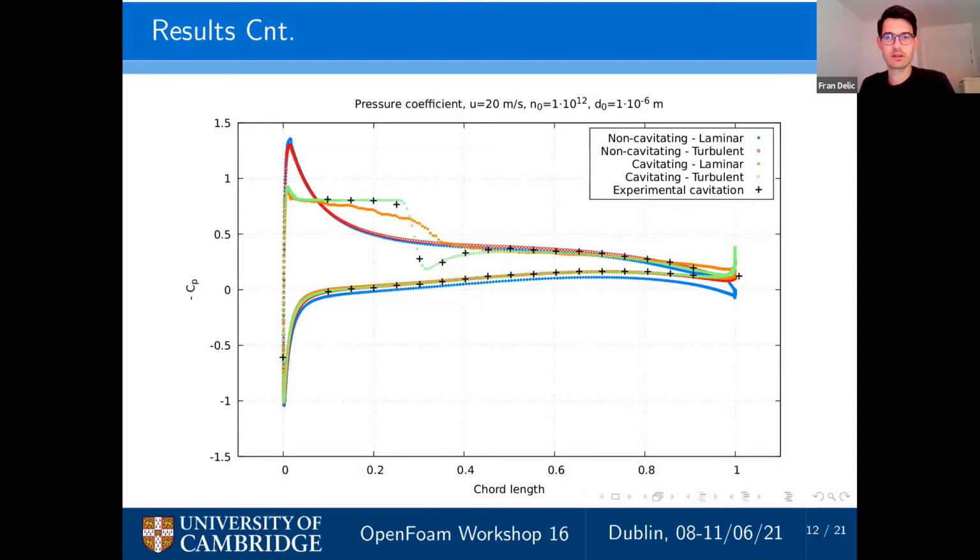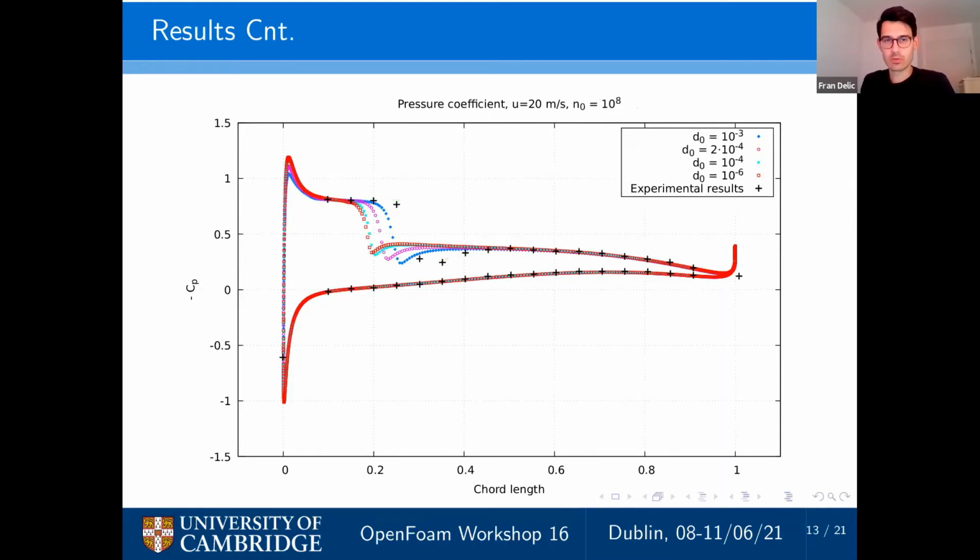In this case, it's a K-omega SST model, which again shows that we need to account for turbulence when modeling cavitation. Now, the next two slides are a parametric study where we set the initial number of bubbles.